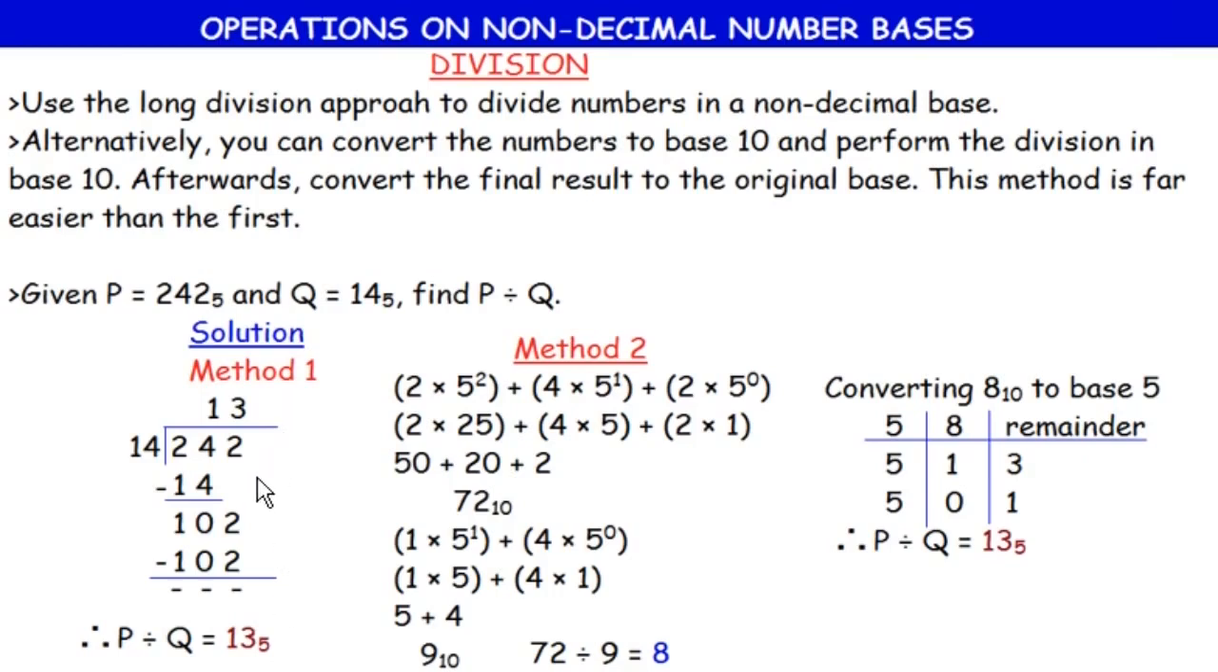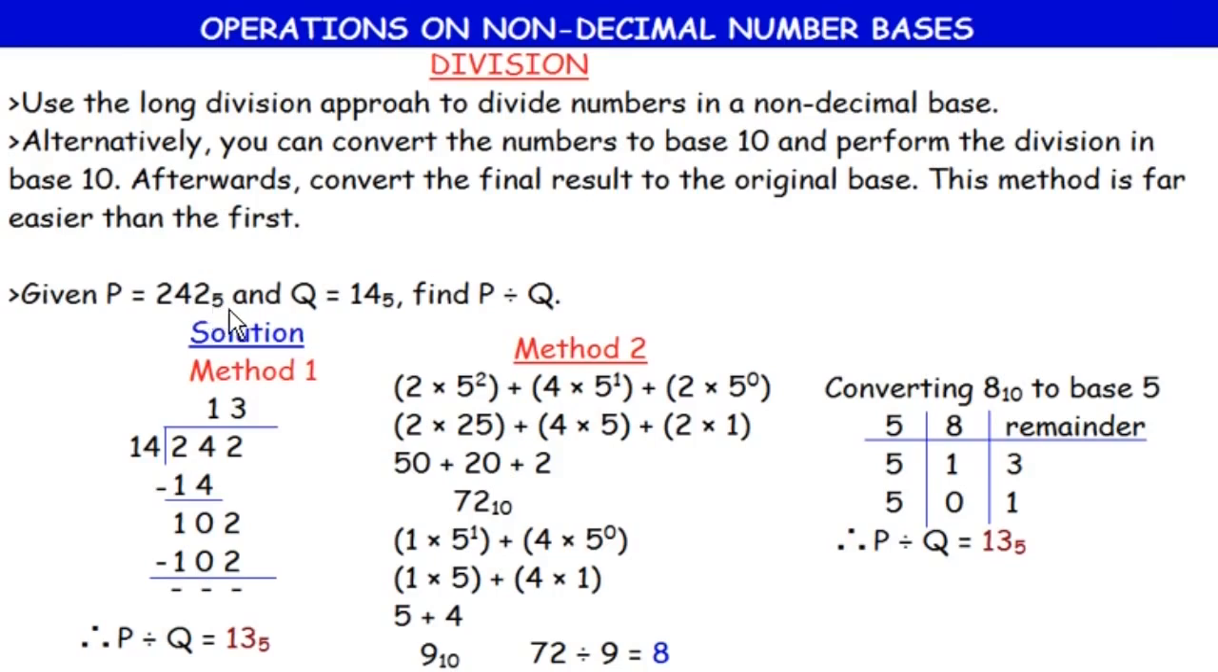Now, I don't really recommend using this method. It's always better you rather convert each of the numbers to base 10, and then you perform the division in base 10. Afterwards, you convert the result to base 5. So that is the second method here.